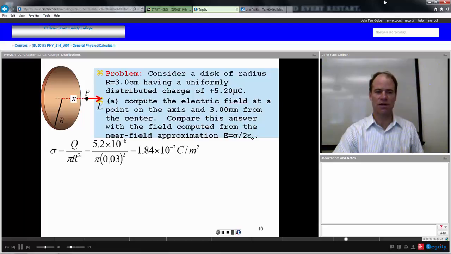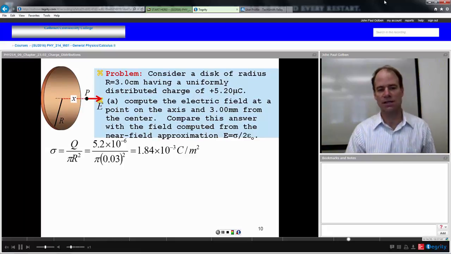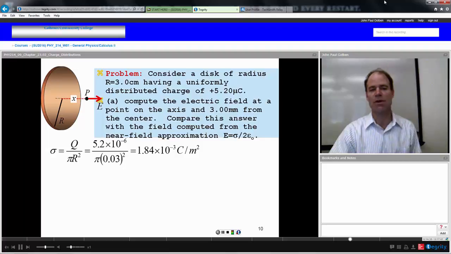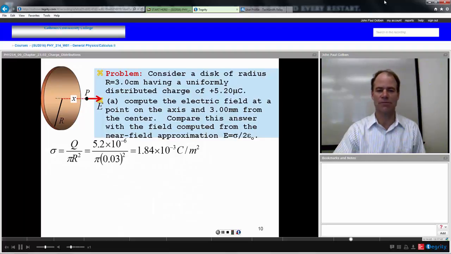Well, our sigma in this case is going to be the total charge over the total area of this disk, q over pi r squared. 5.2 microcoulombs over pi times the radius of this disk, 3 centimeters squared, is 1.84 times 10 to the minus 3 coulombs per meter squared.